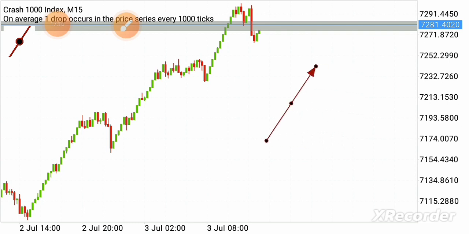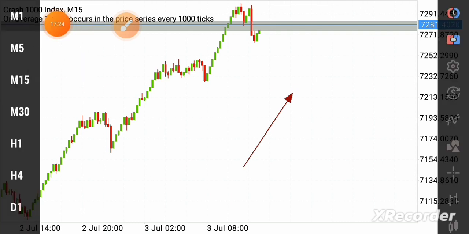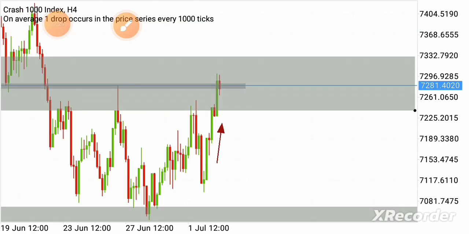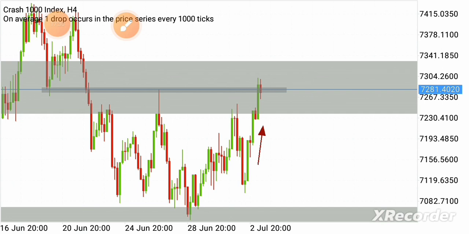Even like now on this Crash 1000, you notice this point and you go down to check where the price might possibly go down to. So if we go to, hold on. If we go to maybe the 4 hours time frame, and you see where the price is currently, you can predict that the price will be coming down to this level. The price will be coming down to this level, guys.